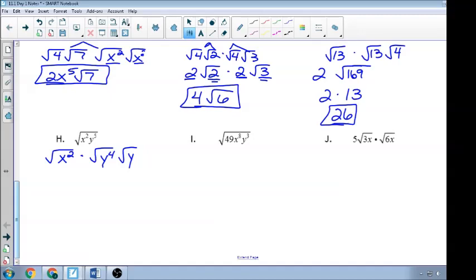If you want to break up your problem like we did in E, go ahead. However, if you like this way better, that's fine as well. So looking at our work from here, I can take the square root of x squared, which is just x, times the square root of y to the fourth, which is y squared, times the square root of y, and I am done. Notice I broke that y to the fifth into y to the fourth and y. Y to the fourth is a perfect square, y is not. So that still follows in line with everything else that we've done.